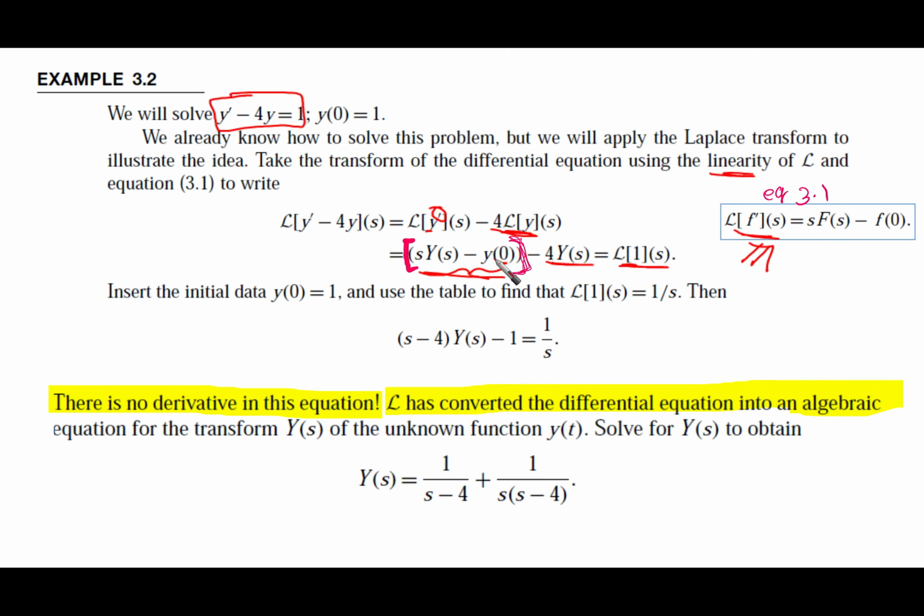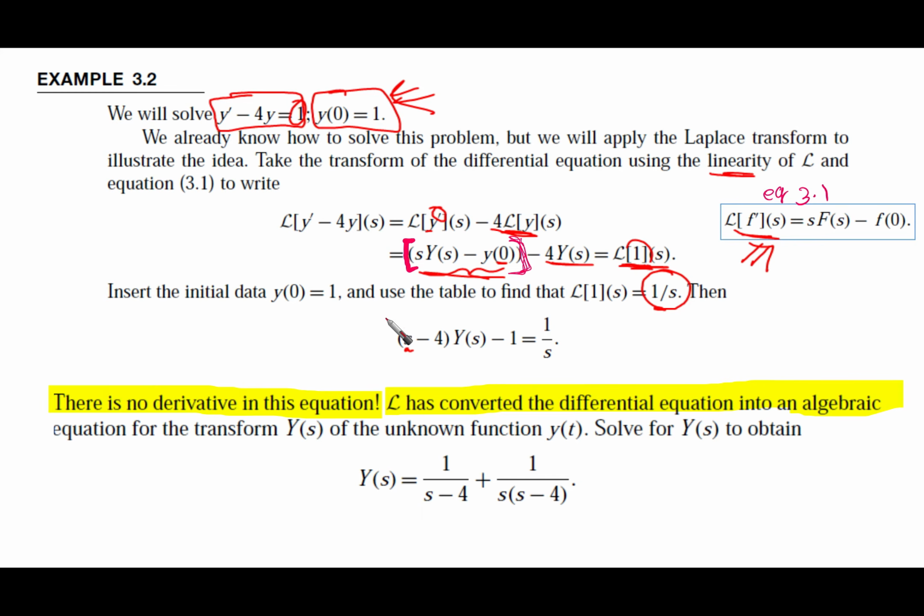This is equal to the right hand side, which is 1. The Laplace transform of 1 is very easy: it is 1 over s, right? Now we know y of 0 equals 1. This is an initial value problem and they give it to us. Then we can rearrange, insert y of 0 equal to 1, and use the table to find the Laplace transform of 1, which is 1 over s. After rearrangement, we find s minus 4 times Y capital of s, minus 1, equal to 1 over s.